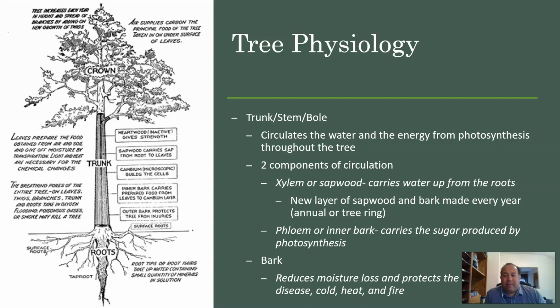So you have xylem or sapwood. That xylem is going to carry water up from the roots. Whereas phloem, or your inner bark, that carries the sugar down from the crown through the tree and then into the soil as well. So you got xylem carrying water up and phloem carrying the sugar down. You also have the bark, which is used as protection around the trunk, and it also reduces moisture loss and then protects the tree from damage, disease, cold, heat, and fire.